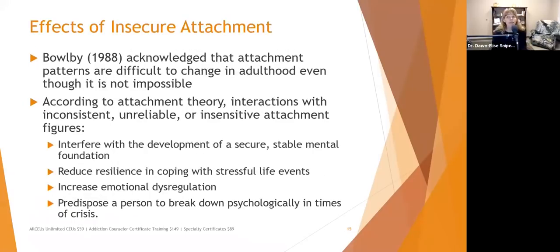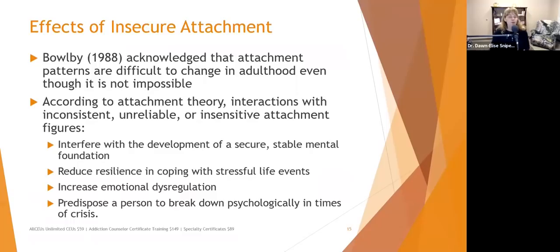In 1988, Bowlby acknowledged that attachment patterns are difficult to change in adulthood, although not impossible. Go Bowlby. According to attachment theory, interactions with inconsistent, unreliable, or insensitive attachment figures interfere with the development of a secure, stable mental foundation and reduce resilience in coping with stressful life events. Resilience is our ability to bounce back. Well, how do we bounce back? We bounce back if we feel loved. We bounce back if we feel supported. You know, you throw a ball, if it doesn't hit a wall, it ain't gonna bounce back. So if we feel supported, if we have a wall behind us, if we've got something at our back, then we're going to come charging forward again.